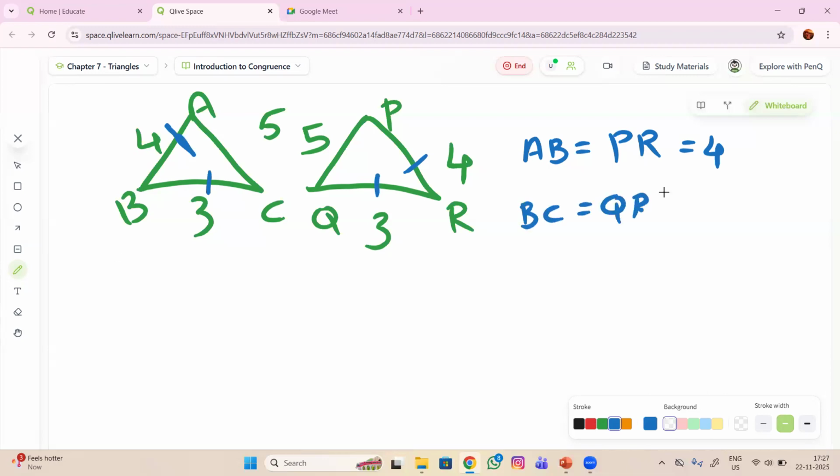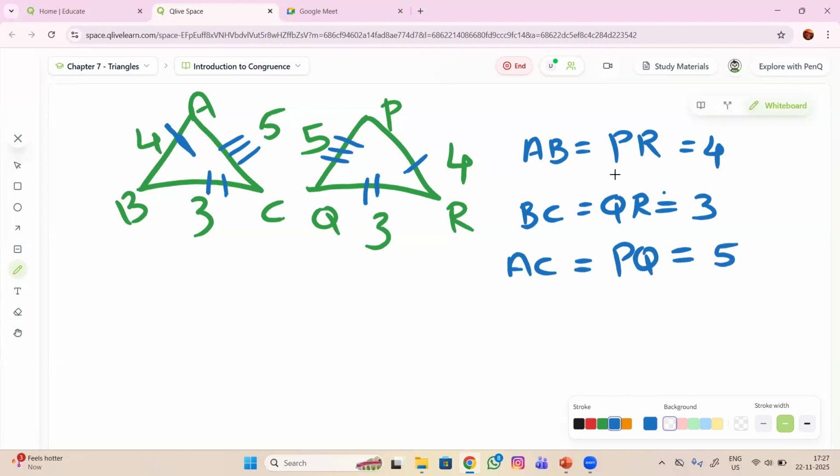That is equal to 3 centimeters. Very good. And I will show this one with two lines. And the final, third side is this one, and this one is equal to this one. Then we can say that AC equals PQ, that is equal to 5 centimeters.